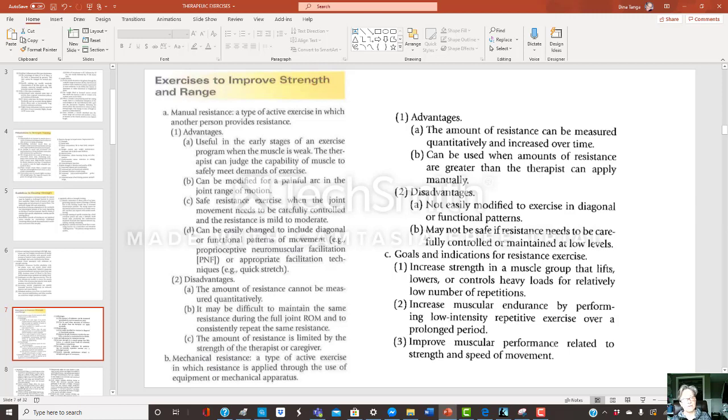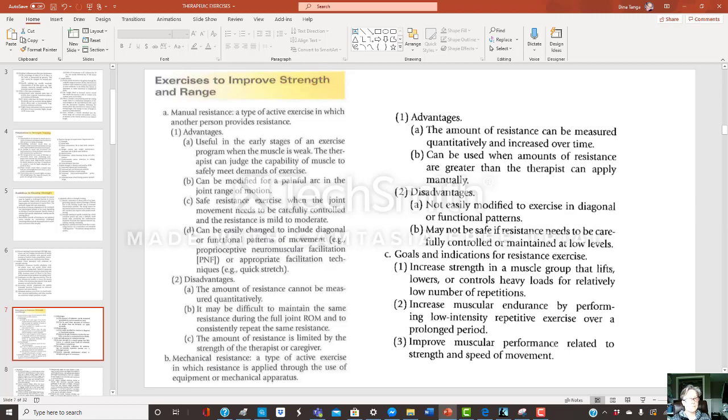Disadvantages. The amount of resistance cannot be measured quantitatively. It may be difficult to maintain the same resistance during the full range of motion and to consistently repeat the same resistance. The amount of resistance is limited by the strength of the therapist or caregiver.